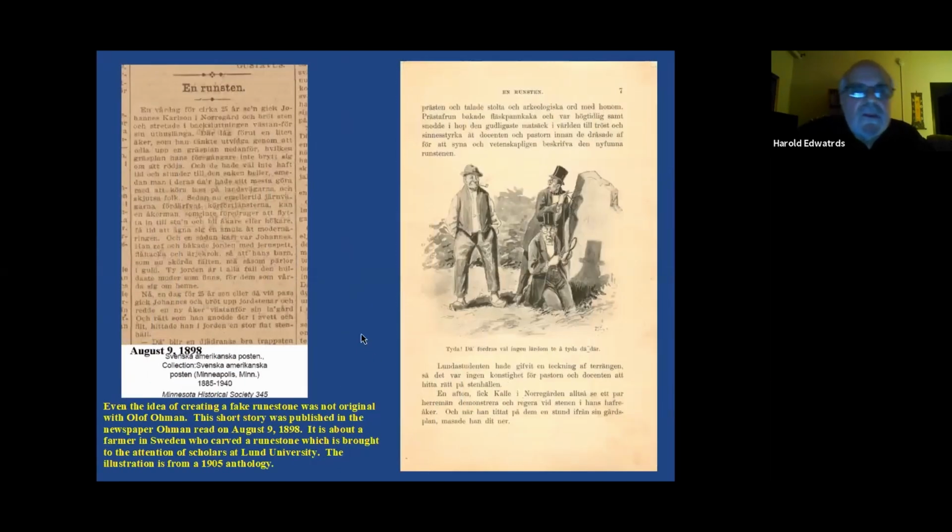Mr. Ullmann did not get the idea for writing this stone inscription. It wasn't an original thought with him. There was a short story published in August of 1898 called A Runestone. It's about a farmer in Sweden who carves a runestone and shows it to some scholars at Lund University. And this illustration is from an anthology from 1905. And so what we have with the Kensington Stone is reality following fiction.